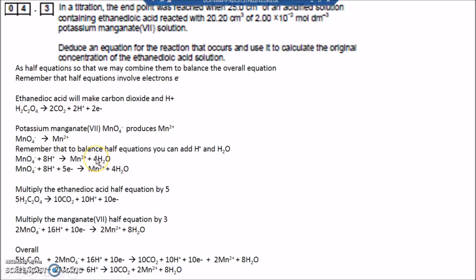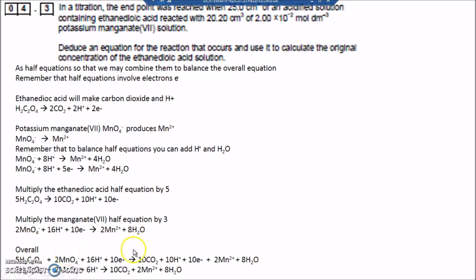What number can I multiply them by? Well, I could get these up to 10 electrons. 10 electrons, I think, is the lowest common denominator. So if I multiply everything through by 5 here, that will get me 10 electrons. So I end up with 5 H2C2O4, 10 CO2, 10 H plus and 10 electrons. The other one to get to 10 electrons, well, I've got 5 electrons here, I can multiply that by 2. So I end up with 2 MnO4 minus, 8 times 2 is 16 H pluses, 10 electrons, 2 Mn2 plus, and 4 waters become 8 waters.